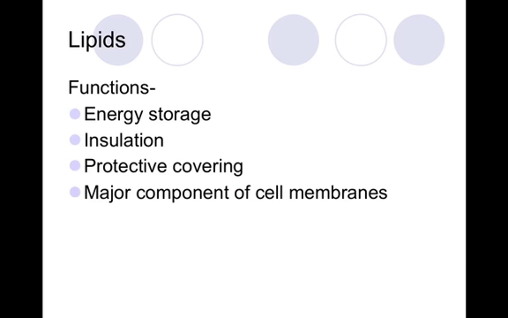Our next macromolecule we're going to talk about is lipids. Lipids are fats. They're used for energy storage and insulation. They provide a protective covering on some organisms, some organelles, and some cells. And they're a major component of cell membranes in our body, which is very, very important.